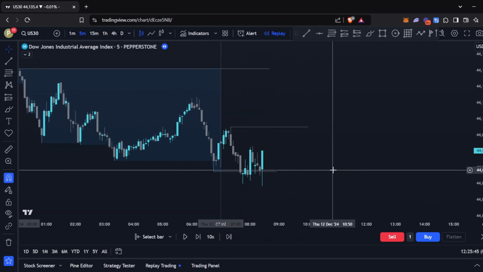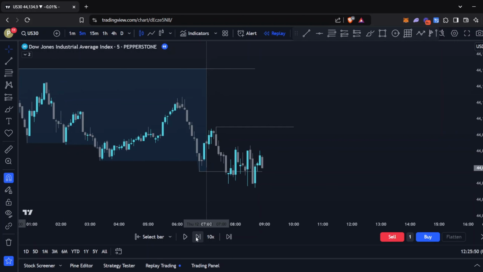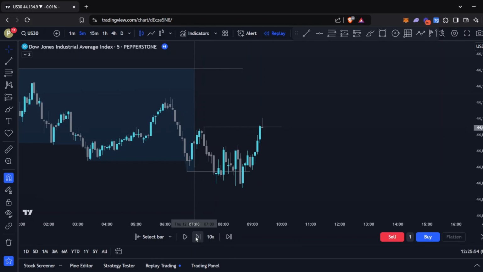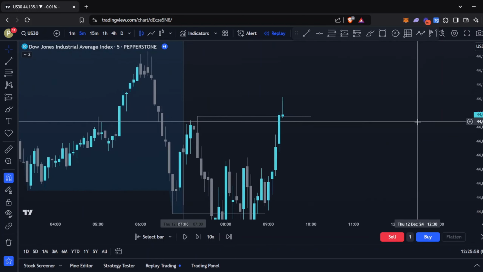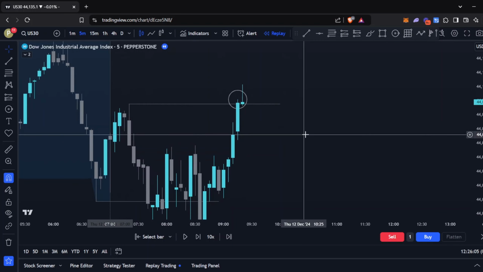So if I mark this out, this is what needs to break in order for us to get that market structure shift. Now price is still chopping around. So we're still sitting on our hands doing nothing up until now. We get this market structure shift right here. As we can see, price closed right here with a body above this previous lower high.